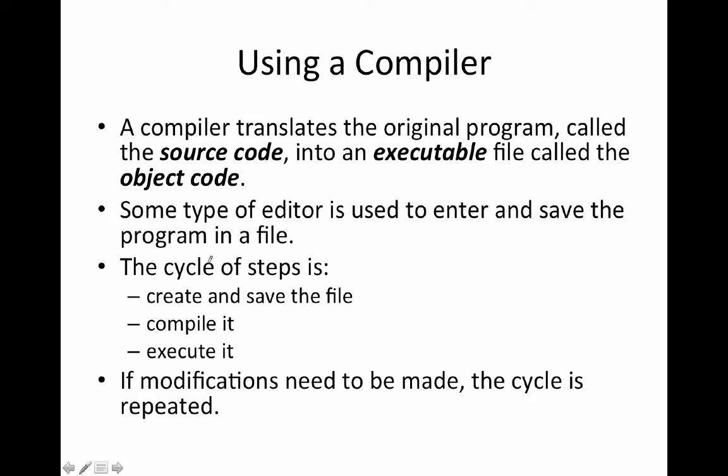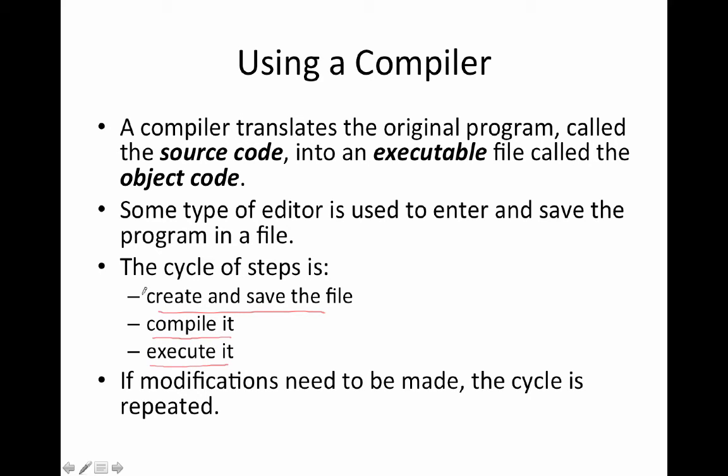What a compiler does is translate the original program, called the source code, into an executable file that is called the object code. So some type of editor is used to enter and save the program in a file to begin with. So we have a cycle of steps that we go through. First, we create the file and save it using the editor. Then we compile it using the compiler. That creates the executable file, which we then execute.